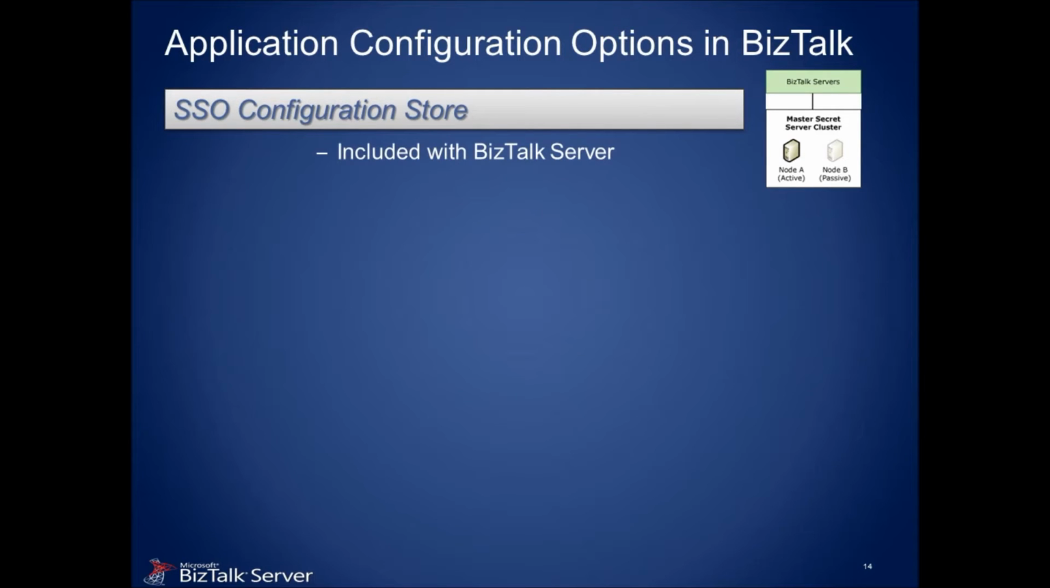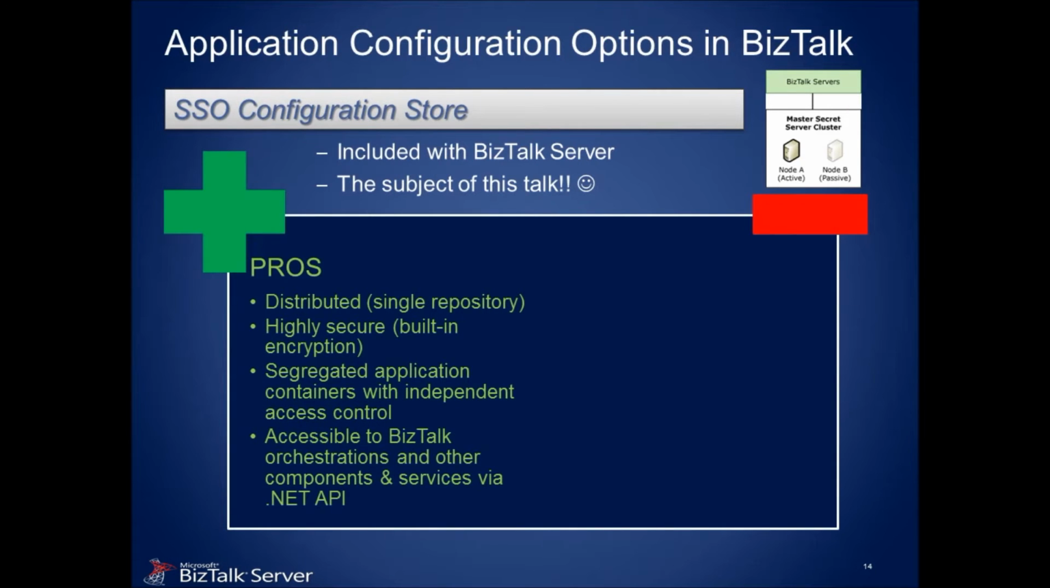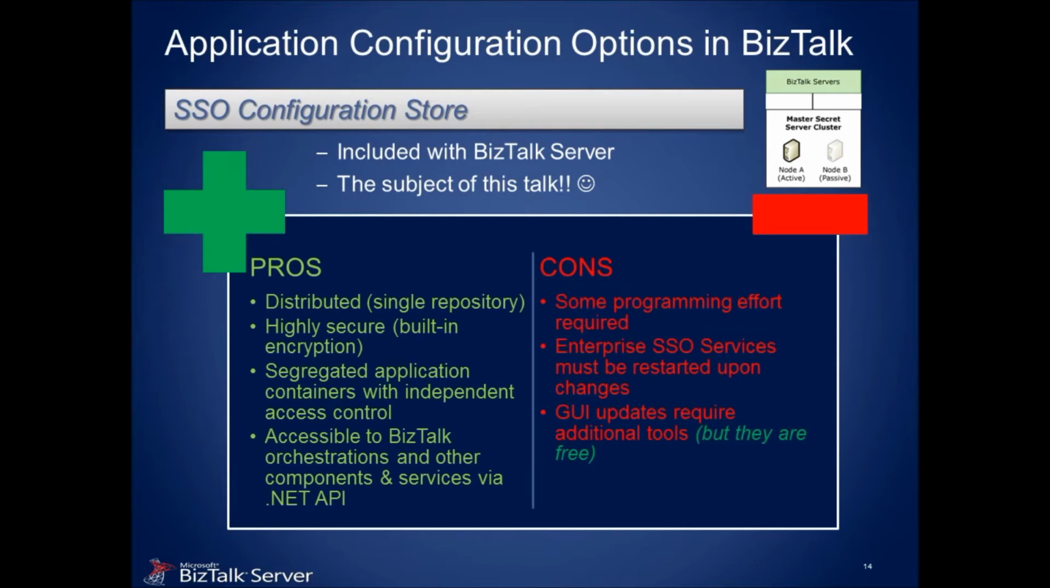Finally, we come to the subject of this presentation, which is SSO as a configuration option. Although not the easiest of the options to implement, it is certainly not the most difficult. Managing the configuration items also requires one or two additional free tools, but the best features of SSO are all offered straight out of the box and require no custom programming effort, namely distributed environment support, excellent security, and granular access control by self-defined applications. The .NET API is available via examples in the SDK. We'll have a look at that in a bit.